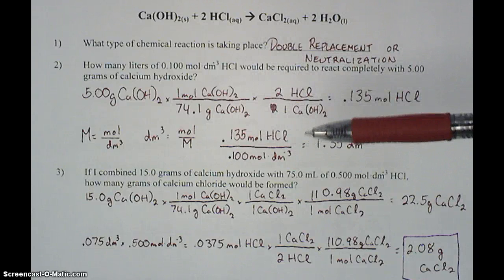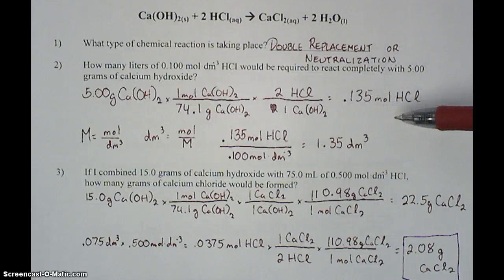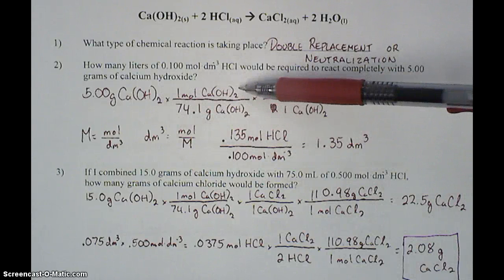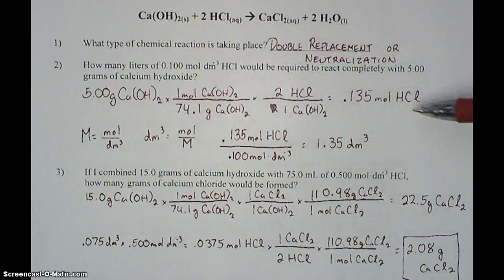What I'm doing in problem number 2 is I'm figuring out how many moles of HCl will be needed in order to use up all of my calcium hydroxide. I take my calcium hydroxide, convert that to moles, and have a 1:2 ratio from the balanced equation, and that tells me how many moles of HCl I would need.